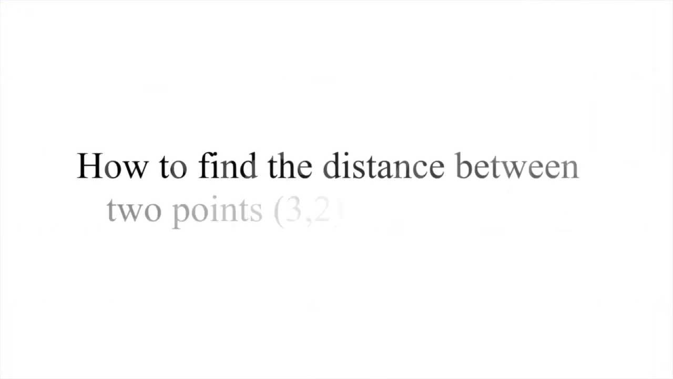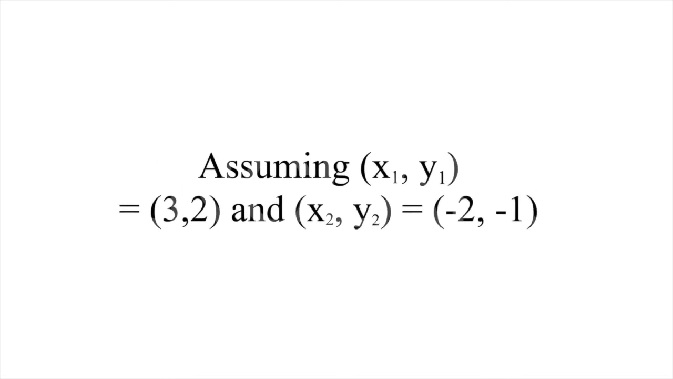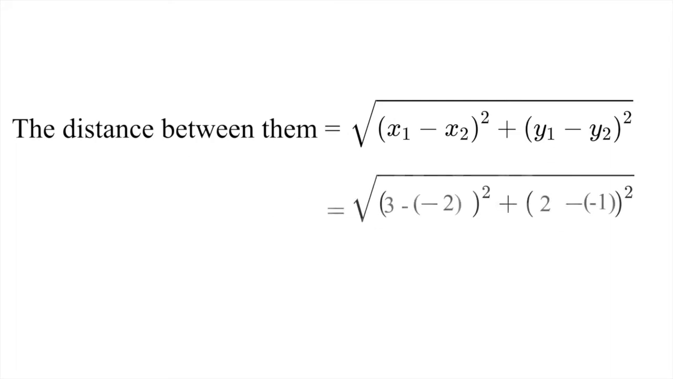Here, how to find the distance between 2 points 3, 2 and -2, -1. Assuming x1, y1 equals 3, 2 and x2, y2 equals -2, -1. The distance between them equals root of (x1 minus x2) the whole square plus (y1 minus y2) the whole square, equals root of (3 minus -2) the whole square plus (2 minus -1) the whole square, equals root of 5 square plus 3 square, equals root 34.